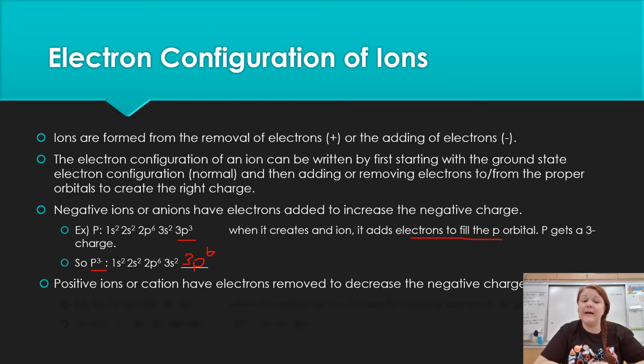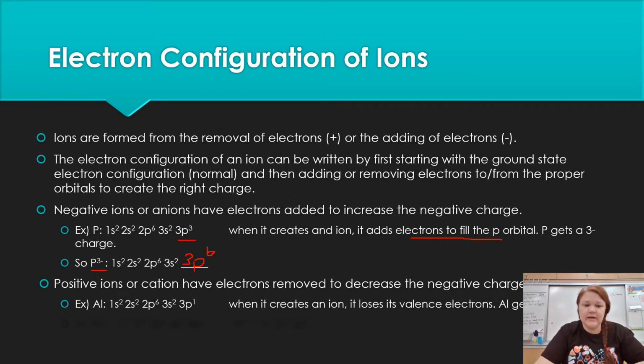If we're dealing with a positive ion, or cation, it has electrons removed to decrease the negative charge. We want to decrease how much negative there is, or make it more positive. So let's look at another example: aluminum. Its electron configuration is 1s2, 2s2, 2p6, 3s2, 3p1. When aluminum creates an ion, it loses its valence electrons, and aluminum gets a 3+ charge. Aluminum wants to get rid of its valence electrons and get a 3+ charge.